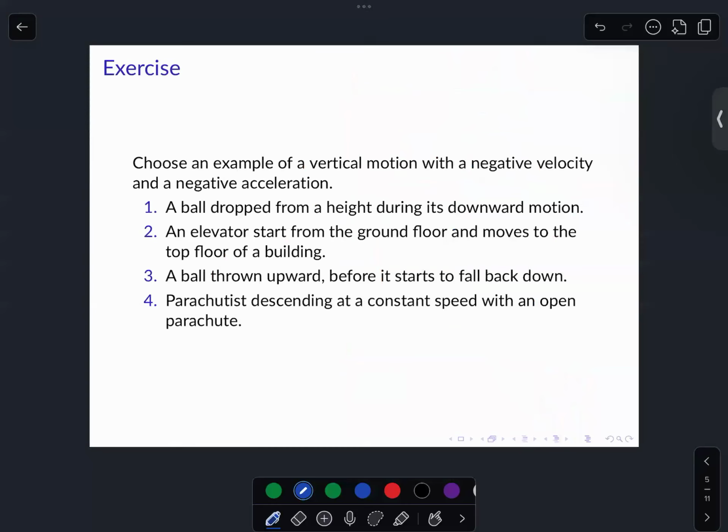Okay, F. What the F? I changed one word in here. Negative velocity and negative acceleration. What do you think?